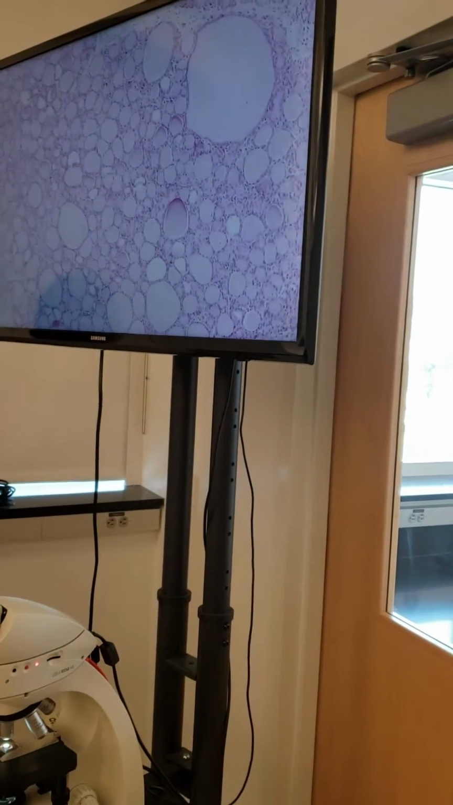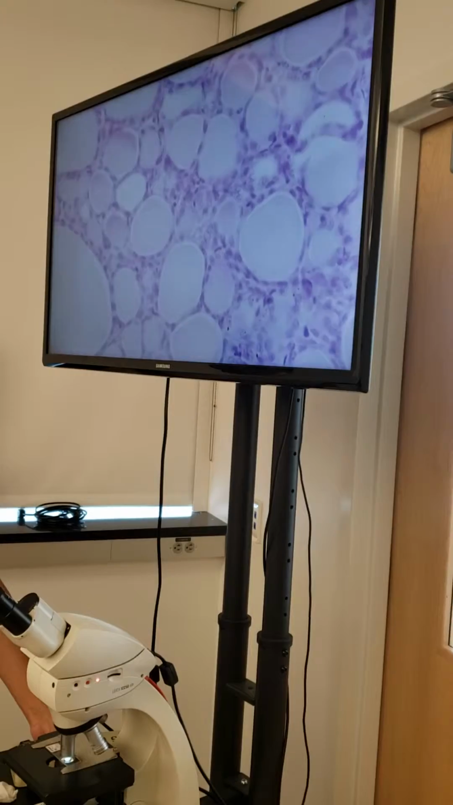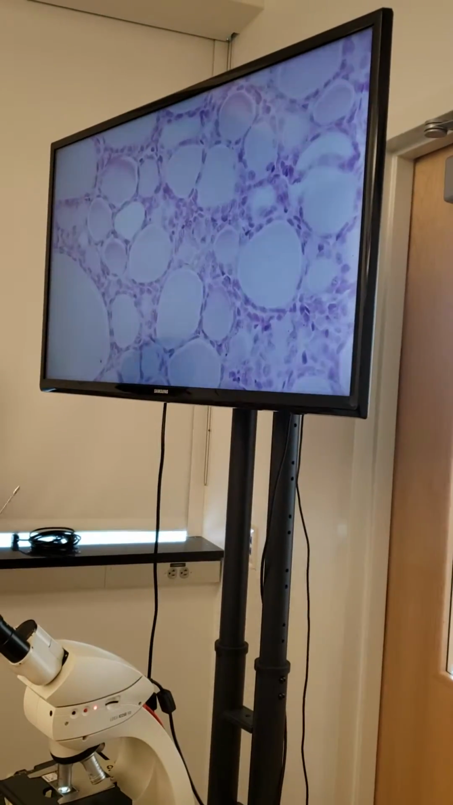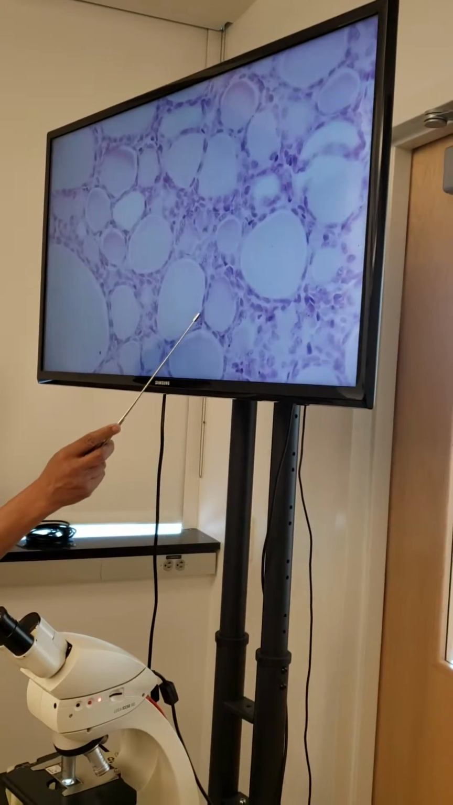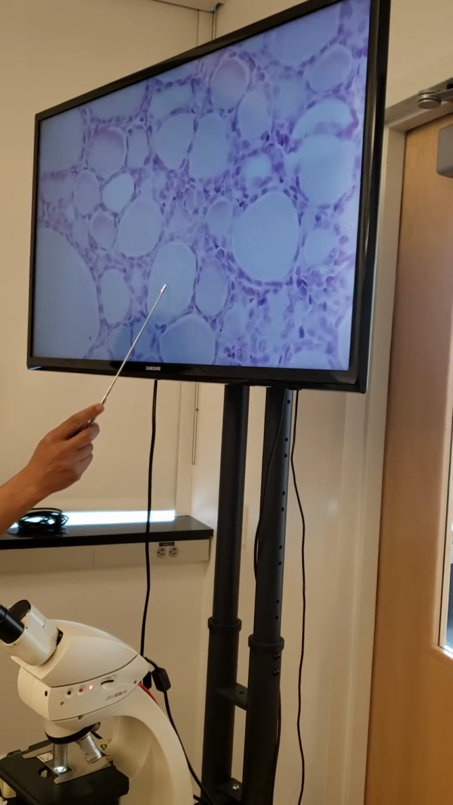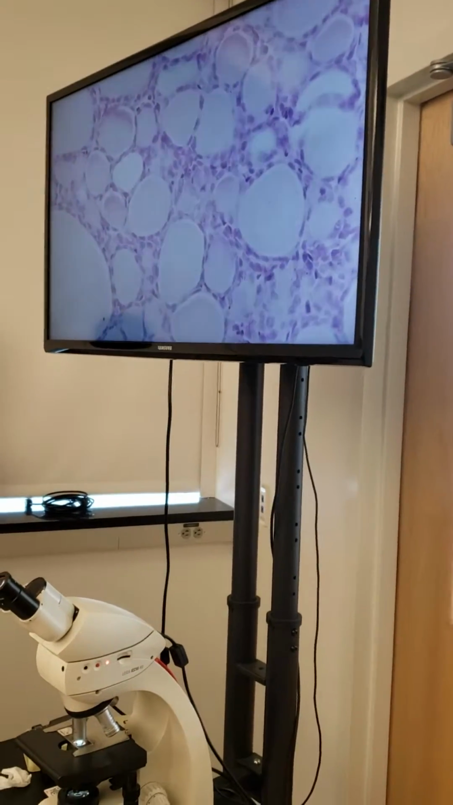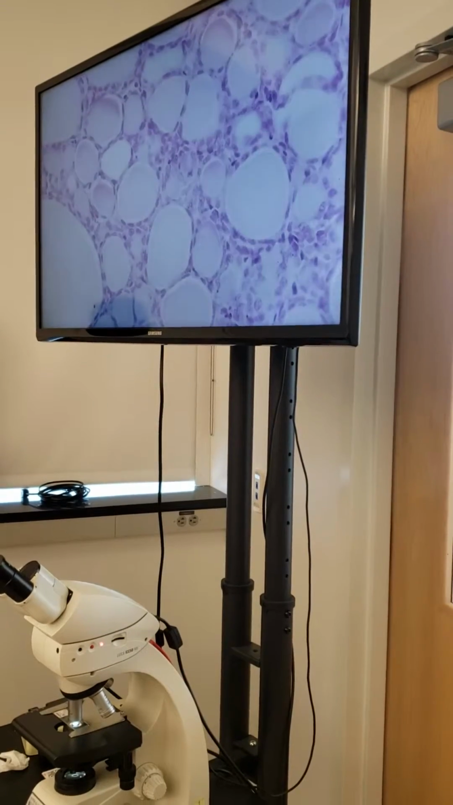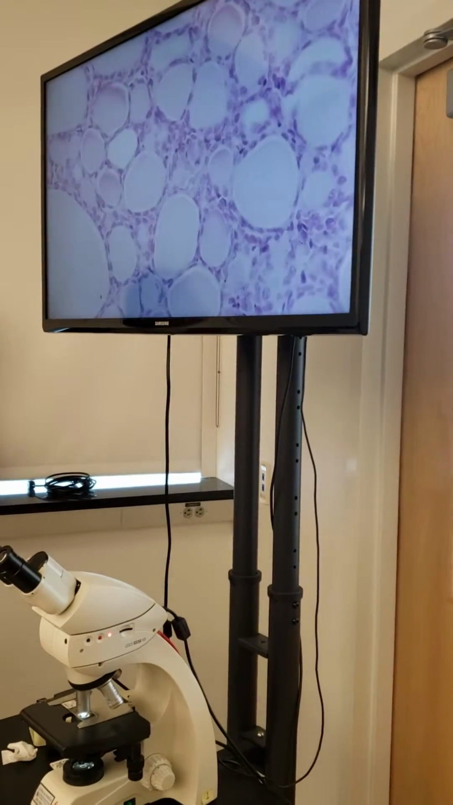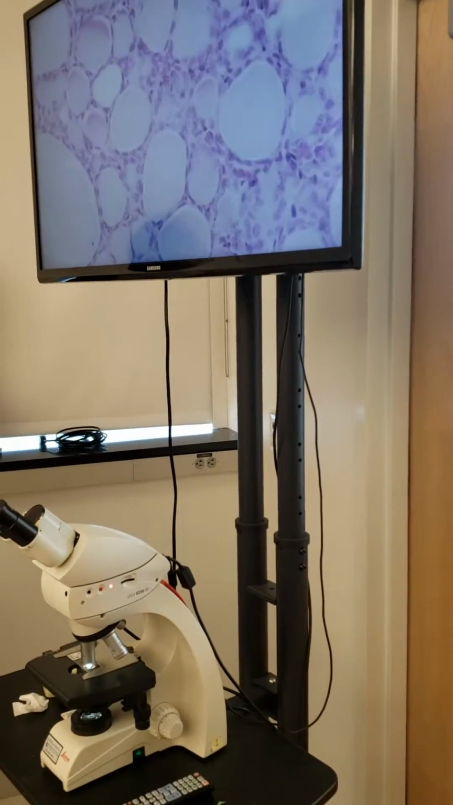follicle cells. So if you go to 40x, again use the fine focusing knob. You can see these are follicle cells, correct? And this is colloid. And in the third column, I put something to ignore, right? Structures to ignore. It says parafollicular C cells. I will not ask you in the exam about those.